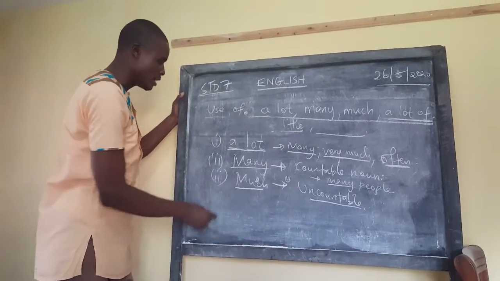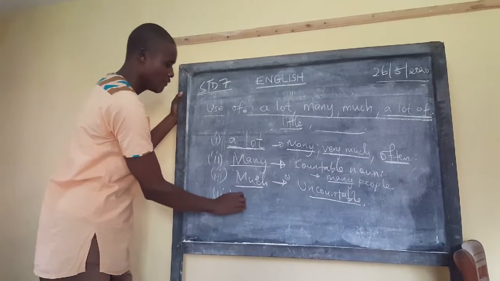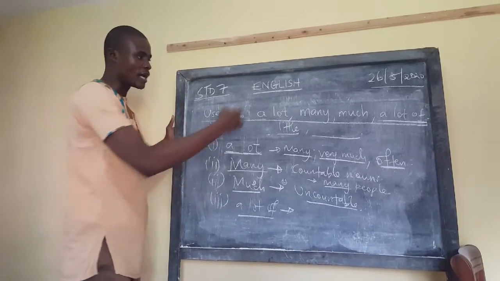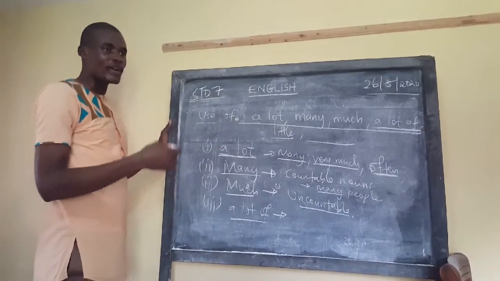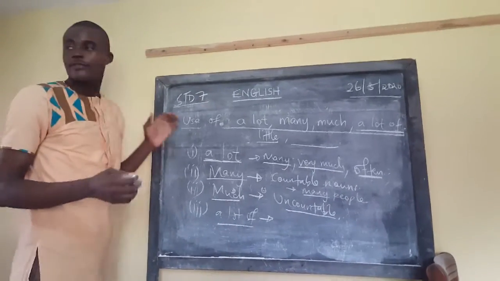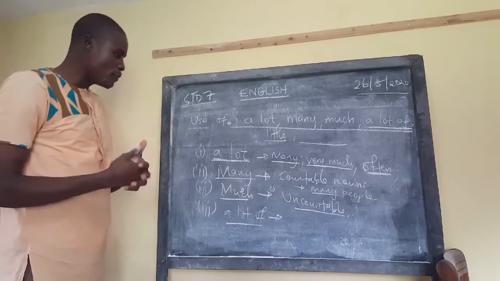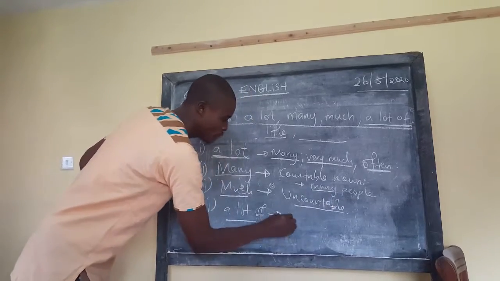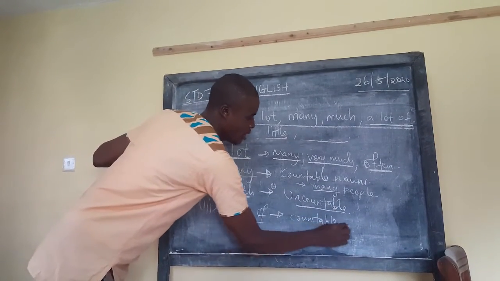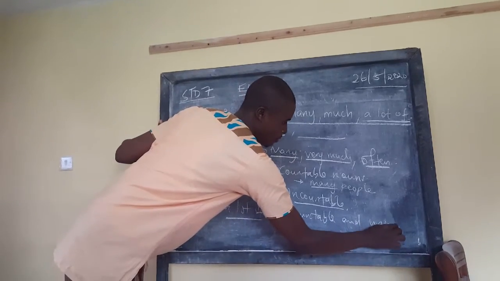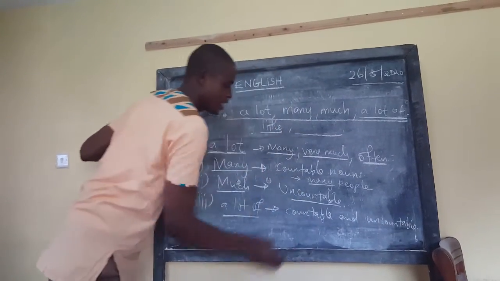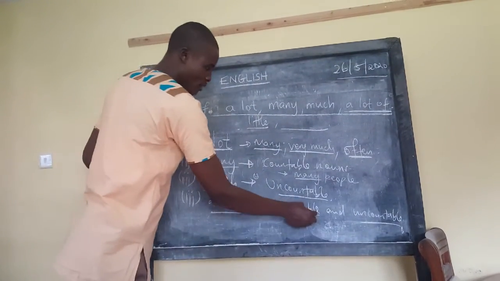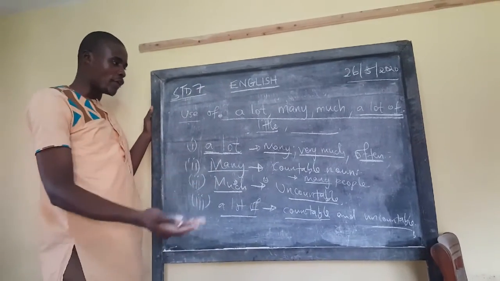Then lastly, in our bracket we have a lot of, which we have just mentioned before. That is used to show uncountable nouns. We have a lot of water in the house. A lot of people visited, so that one shows countable nouns. It can be used to represent both countable and uncountable. A lot of people came to visit us, then we have a lot of water in our house. So it can be used to show both uncountable and countable at the same time.